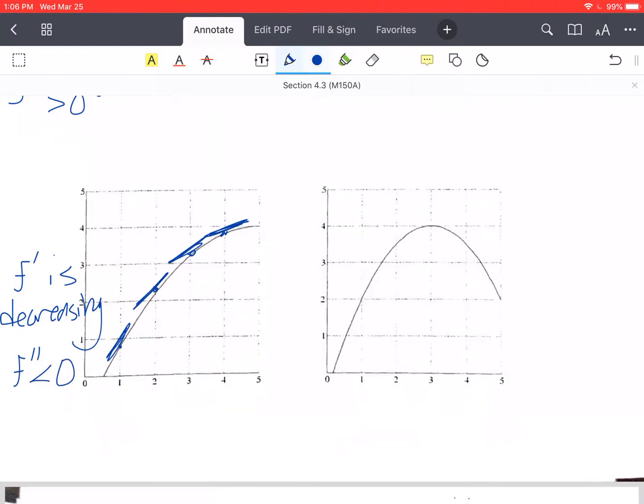Okay, so the slopes are getting smaller. Okay, and then same thing for this one. If you look, even though the function is increasing, right, the slopes are getting more shallow, getting smaller, hitting 0, and then becoming negative. So in this case, f prime is decreasing again, which means f double prime is negative.